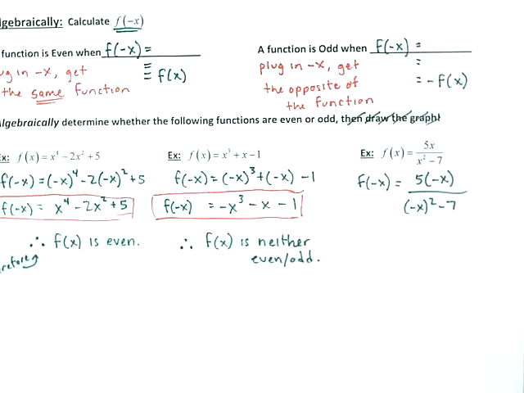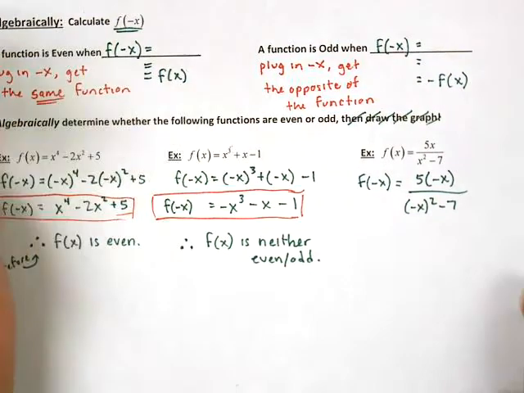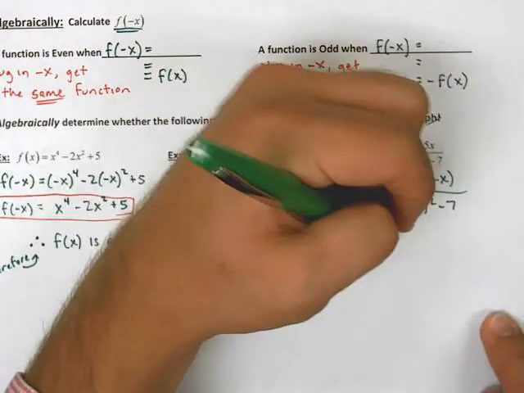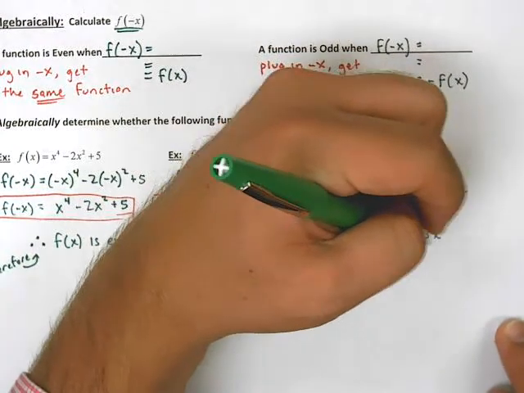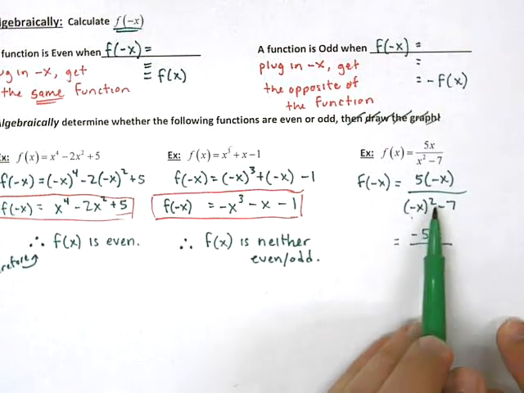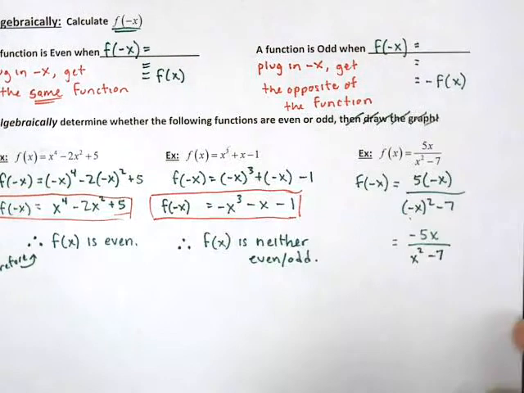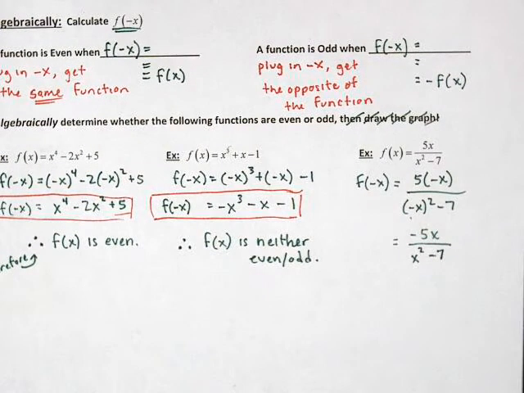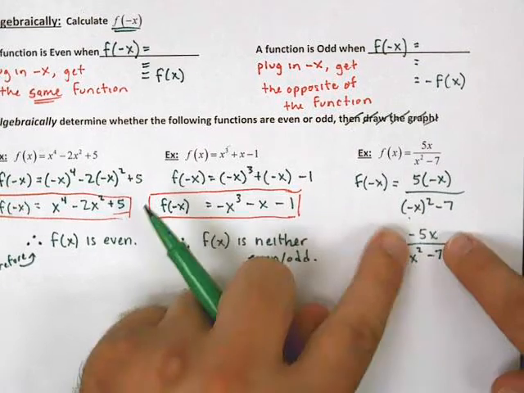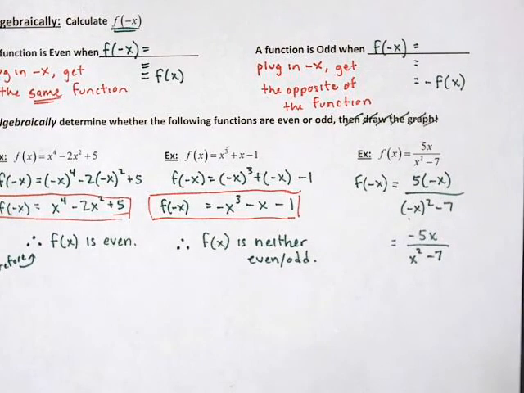All right, plug in correctly and simplify. So this top becomes negative 5x. Negative x squared, hopefully we agree, is just positive x squared minus 7. Now, a suggestion. When you have fractions, especially when you have a negative in the numerator, I almost want you to factor out a negative, or factor out a negative 1.